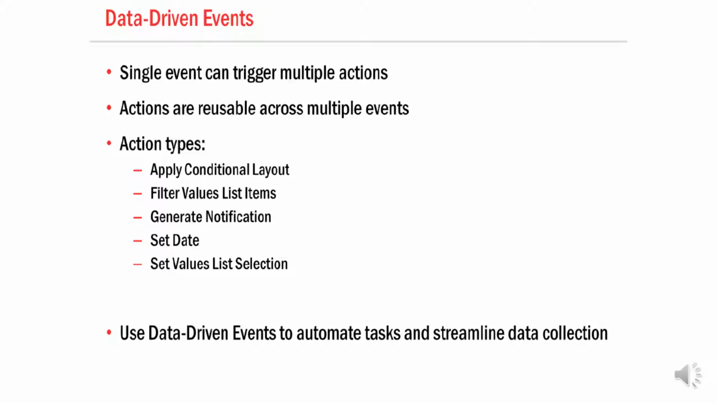Generate notification. Use this action type to generate emails to selected users each time a record is added or updated within the application, or to send reminder emails to specific users based on date values within records. Set date. Use this action type to dynamically change the date displayed in a date field. Set values list selection. Use this action type to automatically set a specific value within a values list field. This action changes the default value in a field, and this value can be edited by the user.